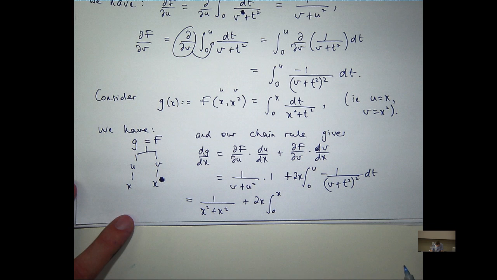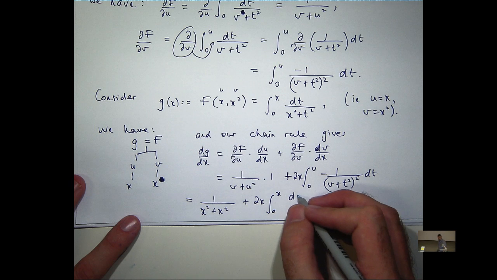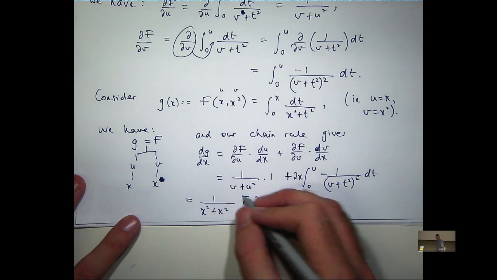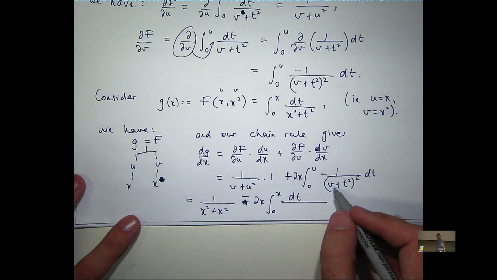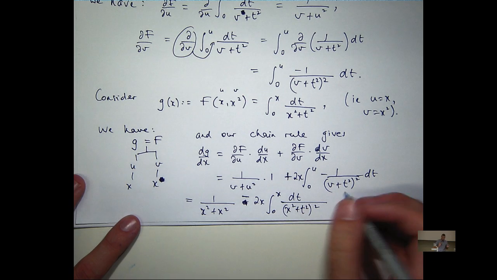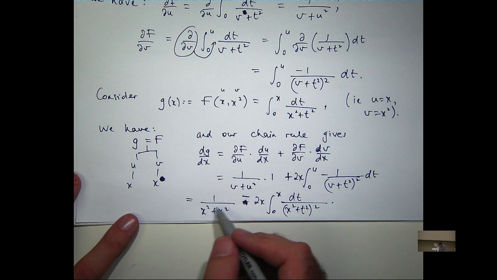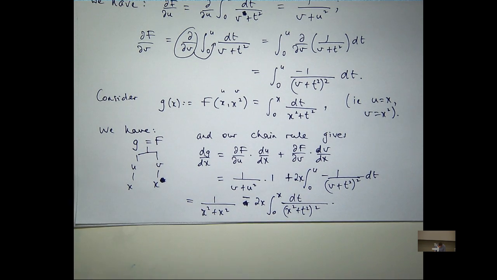x0 all over v, which is x squared plus t squared squared. And so this will be 1 on 2x squared. So hopefully you can see how the chain rule can help you to differentiate these kind of integral expressions.